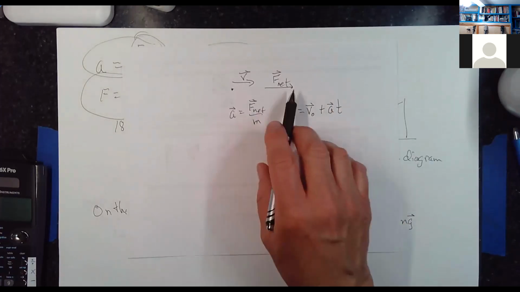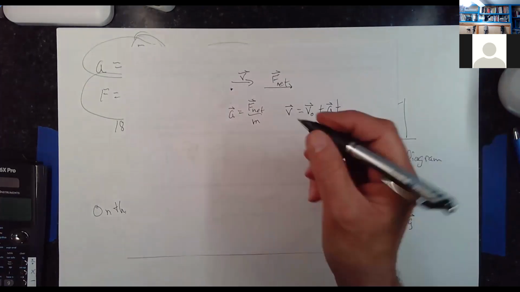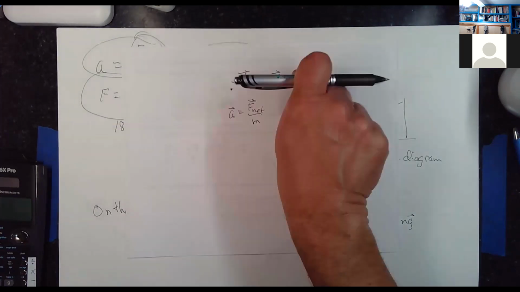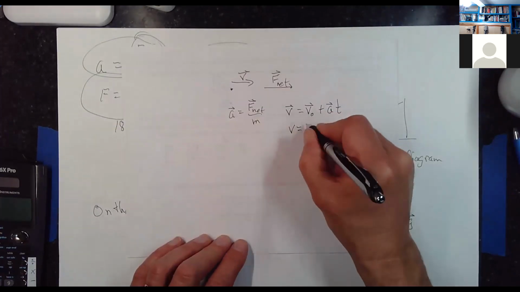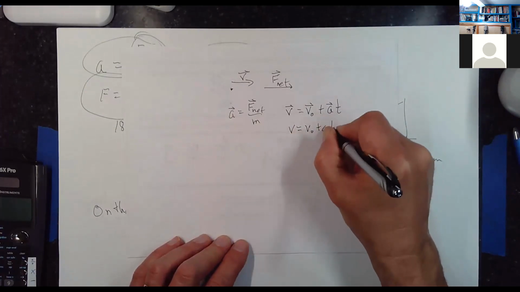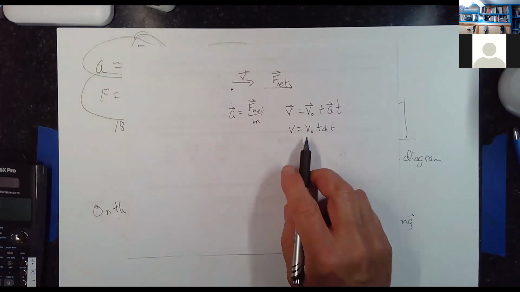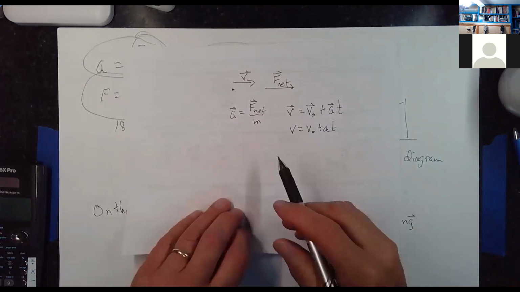And if everything is in one direction, we could take off the arrows and just say, all right, this way is positive, that way is negative. Then we could just write this as an equation that looks like this. And that was the first unit we had where we dealt with constant acceleration situations. So that's something we could say in that case.